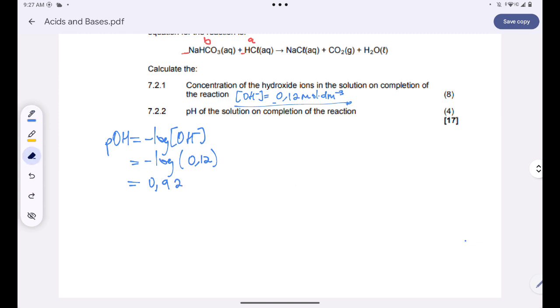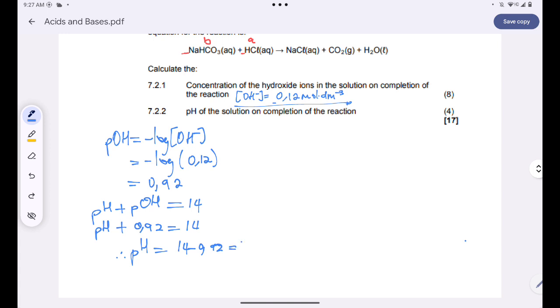But remember that whenever I add pH plus pOH, I always get 14. So my pH plus 0.92, so therefore the pH will be 14 minus 0.92. What do I get? I simply get 13.08 as my pH.